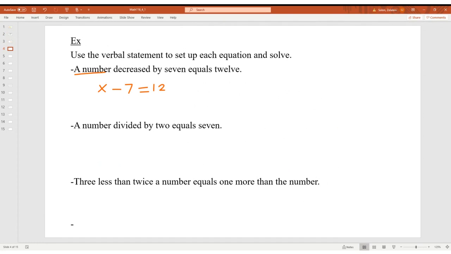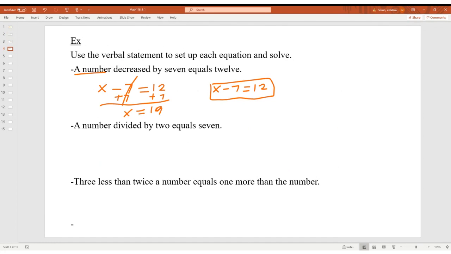The way we can solve it is we undo the operation. The x has to be by itself. So if I add 7, the 7 will be cancelled out. Negative 7 plus 7 is 0. That's how you solve equations. You undo operations. x equals 19. We'll come back to that. But for now, the equation is x minus 7 equals 12. So we can change the statement into an equation.